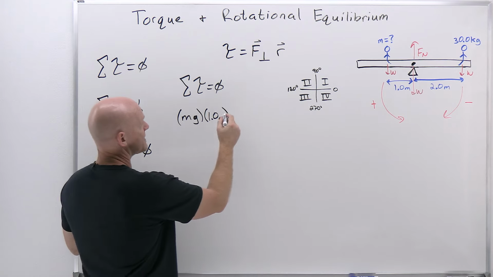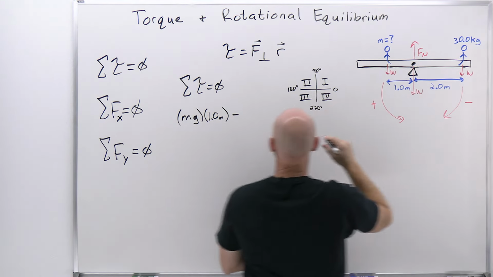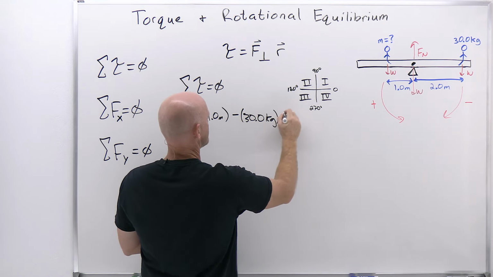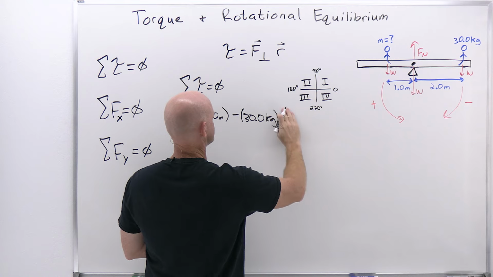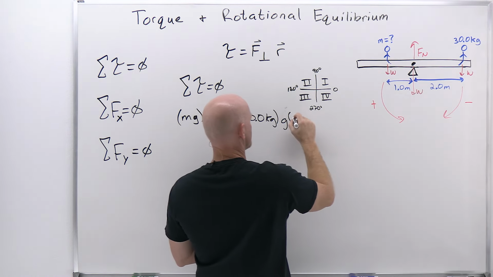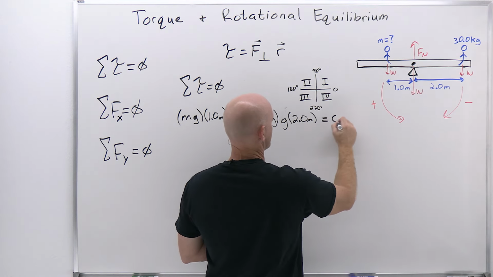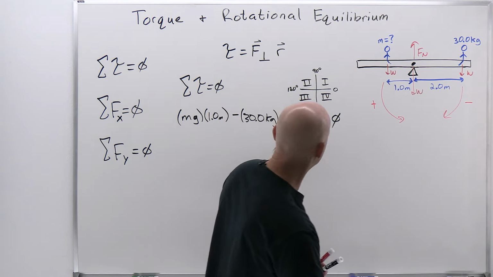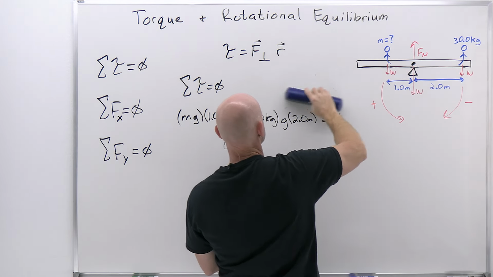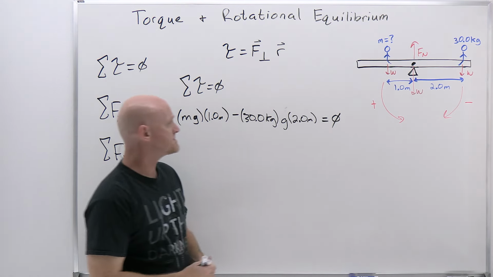So that makes this a little bit easier as well. All right, and then we'll subtract off the torque associated with our 30.0 kilogram child, so that's going to be 30.0 kilograms times gravity, and then times a lever arm distance of 2.0 meters. And this all adds up to zero. So I'm going to get this out of the way, it's just cluttering my board here. All right, so there's the sum of our torques equation.